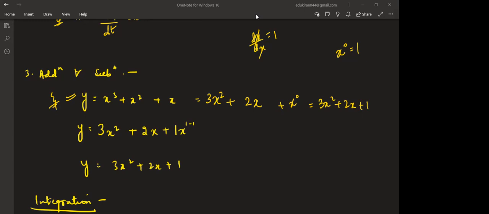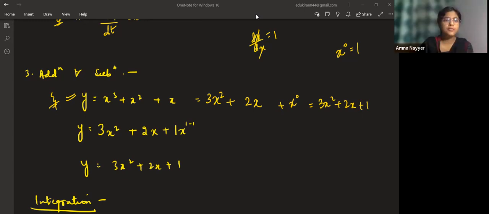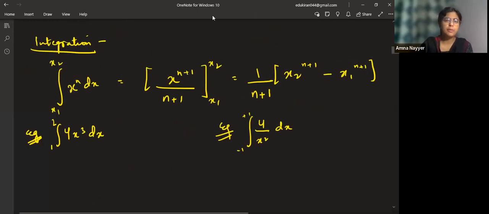See, for integration, just remember the steps for integration. We'll practice examples. If you are given, let's say, x to the power n, and you have to integrate with limits provided from x1 to x2, what we do is add 1 to the power, x to the power n plus 1. Now whatever is the power that is obtained, divide by it, n plus 1, and put in the limits.